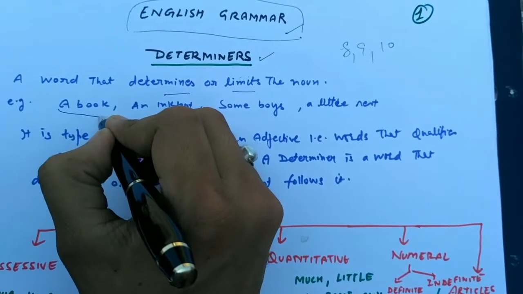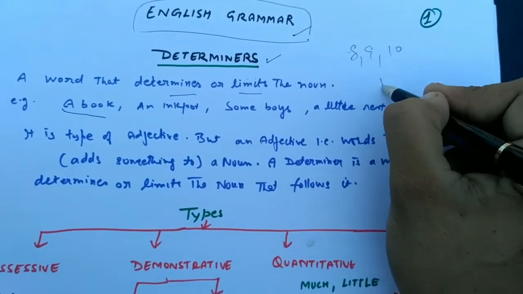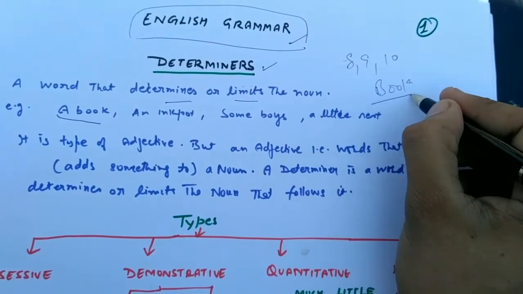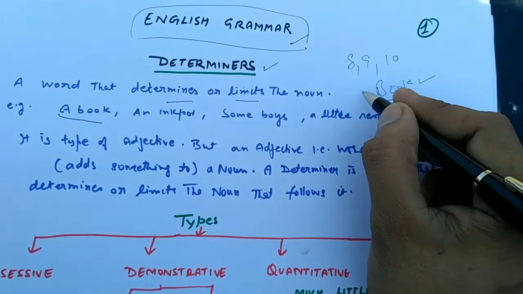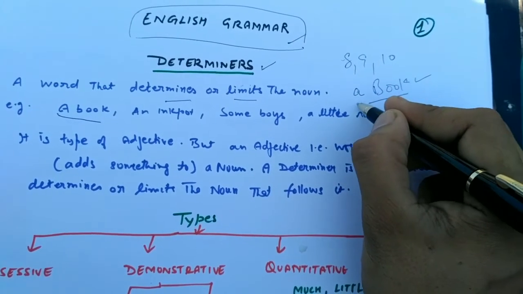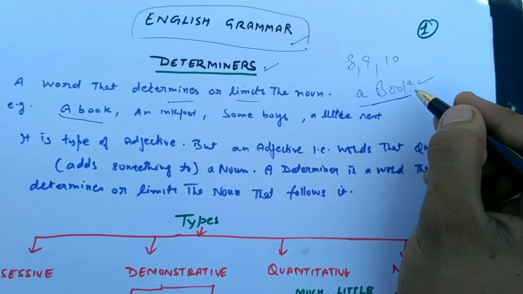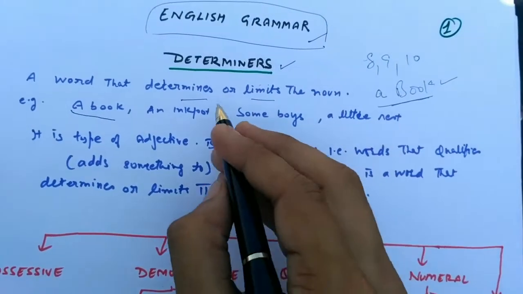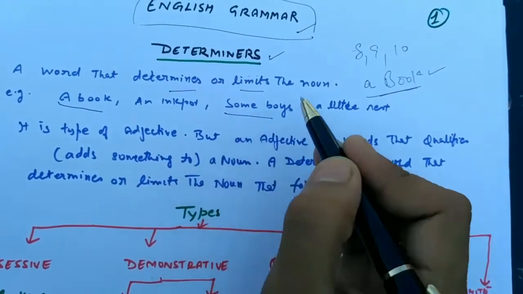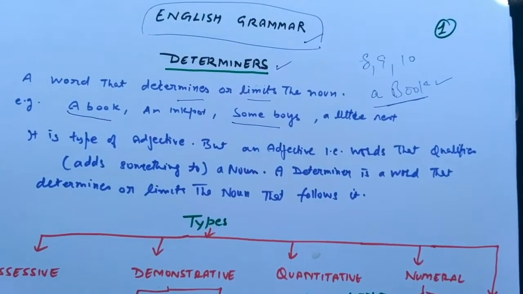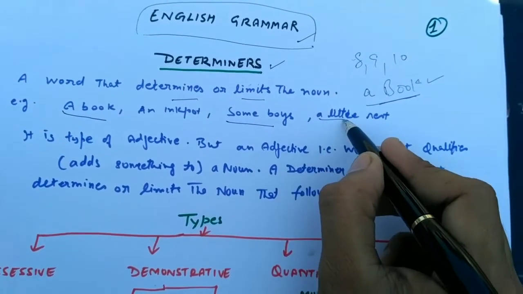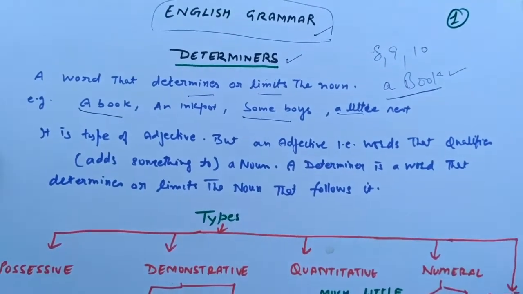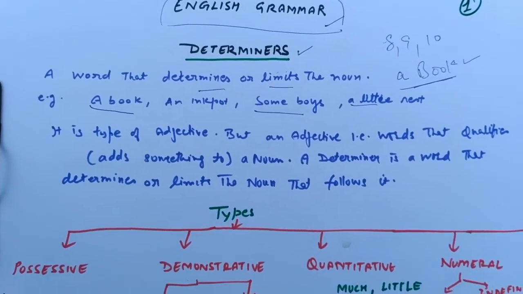As an example, you can see a book. If you write only book, it may be a verb, to book a ticket. But if I add a with it, it forms a book. It signifies that this is a book, and it is pronounced as a noun. Some boys, meaning some number of boys. A little rest, categorizing the rest, how long you are taking rest. So the determiner limits or evaluates the noun.